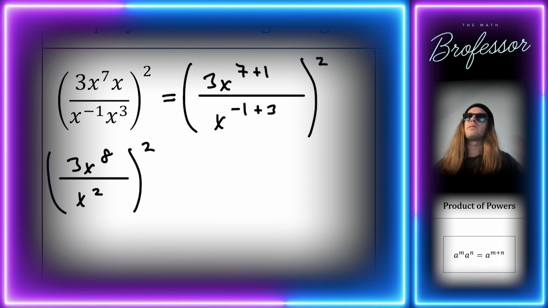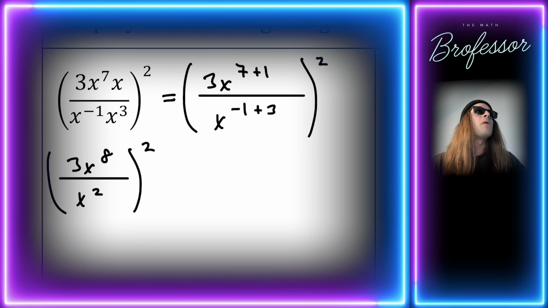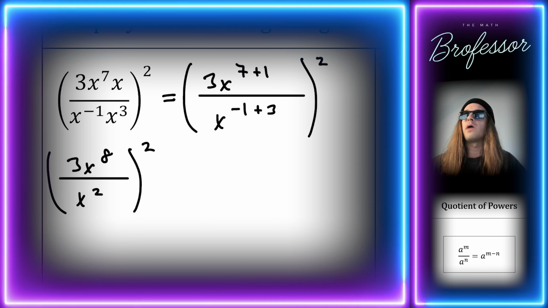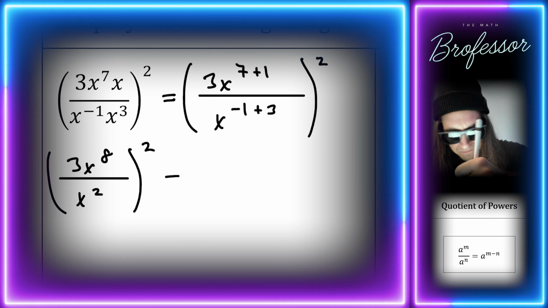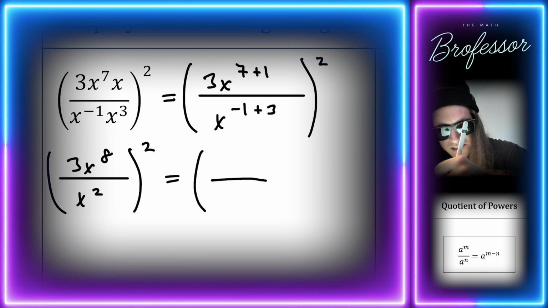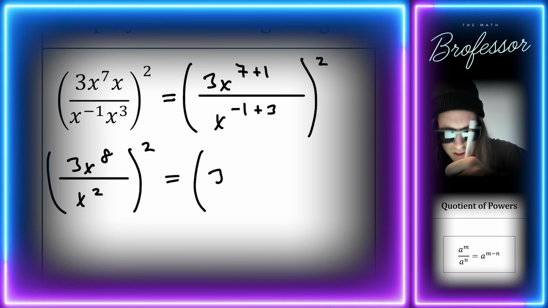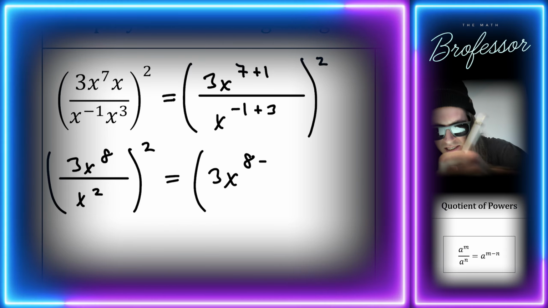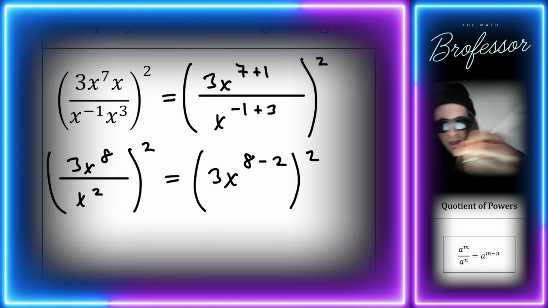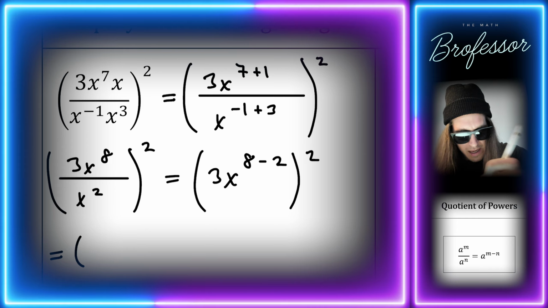Okay, good. So I applied the product of powers property first. Now, let's apply the quotient of powers property. So let's do this next. Notice how I'm simplifying what's inside the parentheses first. You don't have to do it this way, but it's one way. So now I subtract the exponents. On the inside, I subtract 8 minus 2. And what is 8 minus 2? 8 minus 2 is 6.